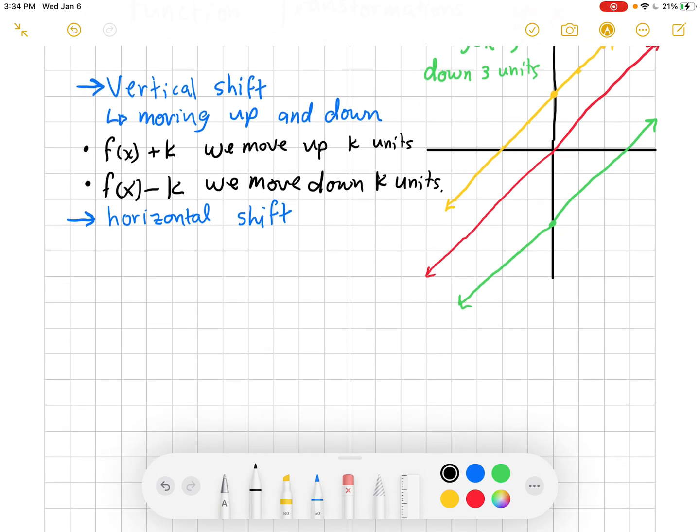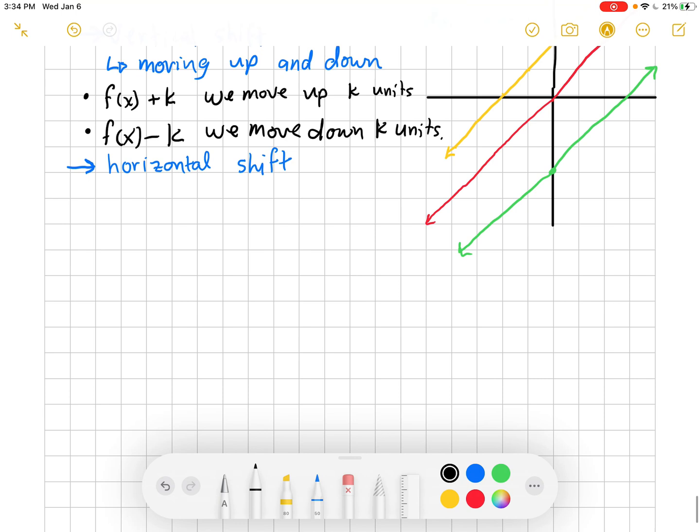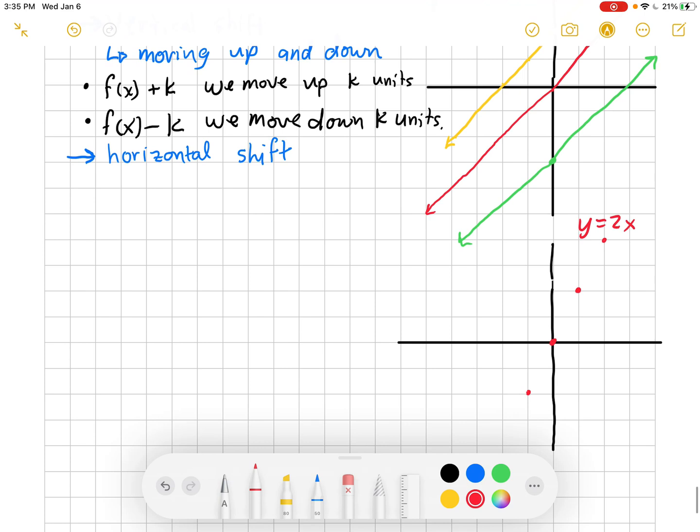Now let's consider a horizontal shift. I'm going to pick a different linear parent function in this case. I'm going to use y is equal to 2x for my parent function here. It's going to be a little clearer if I use something with a slope that isn't 1. So let's go ahead and graph that in. It's going to look something like that.